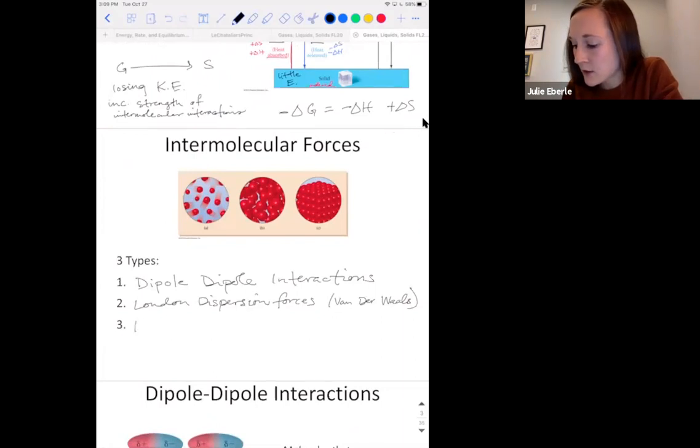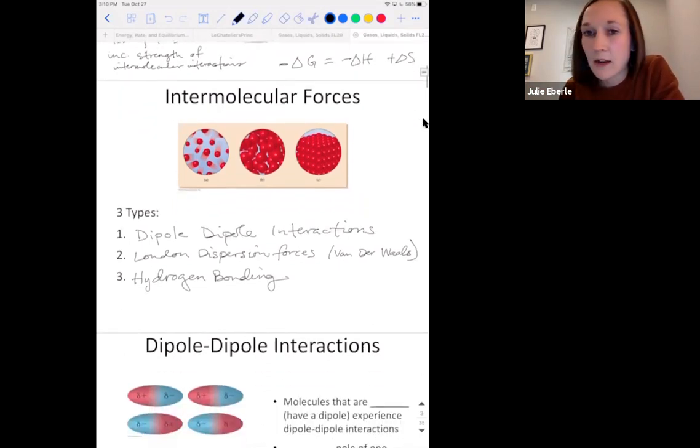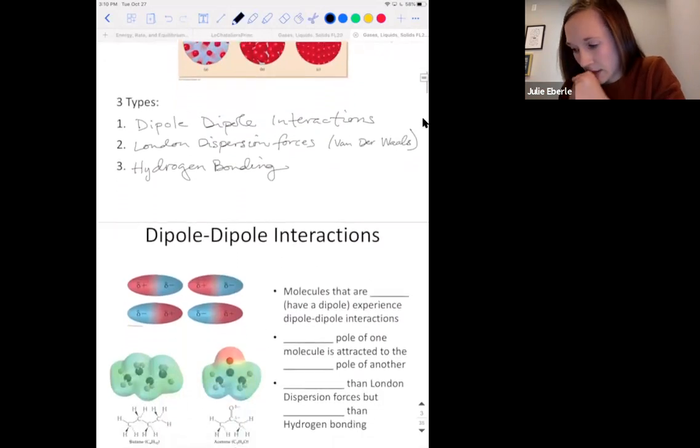The last kind we're going to talk about is called hydrogen bonding. I'll give you a heads up: hydrogen bonding is the most complex, so we'll probably spend the most time there today. Once we define these three, we're going to practice identifying, if we look at any chemical formula, like water or ammonia, what kind of interactions are at play between identical molecules of that substance, and then how that would affect their boiling point and melting point.